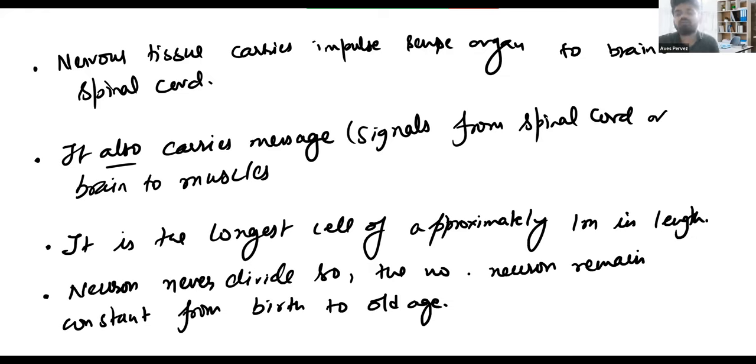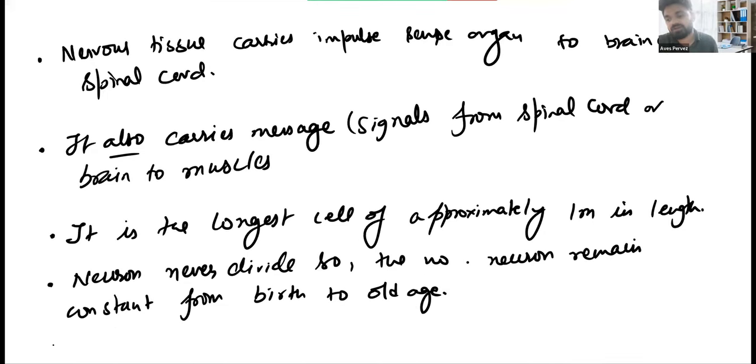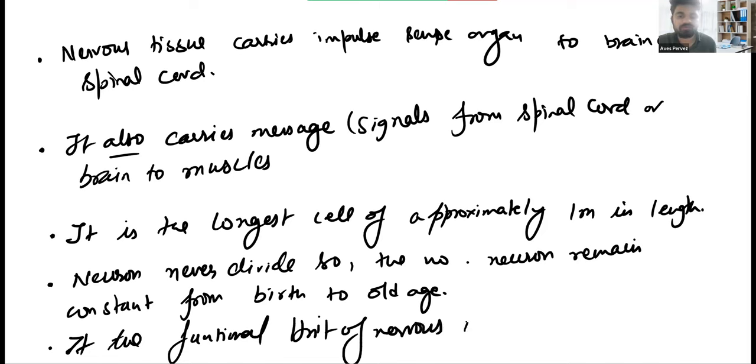Now, talking about this one, this is the longest cell, and it never divides. It has a length of approximately 1 meter. Neurons are fixed in number. They carry the impulse from brain to spinal cord and spinal cord to brain and vice versa. Have you noted this? And it is the functional unit of the nervous system, which you have already written.